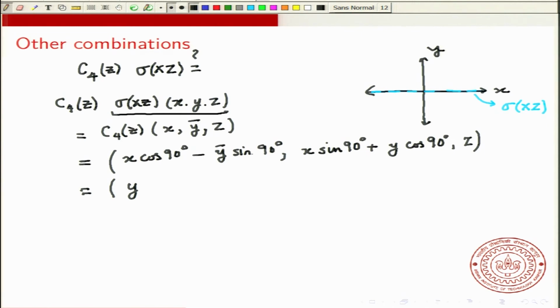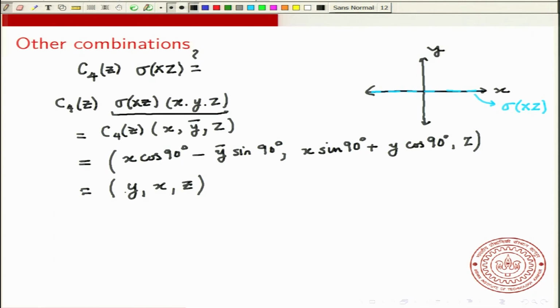and sine 90 is 1. Similarly, you have x sine 90, that is just x, and y cos 90 is 0, so you do not have to worry about that. So, you get something that keeps the z coordinate the same, but changes the x and y coordinates. This combination of operations keeps the z coordinate the same, but swaps the x and y.